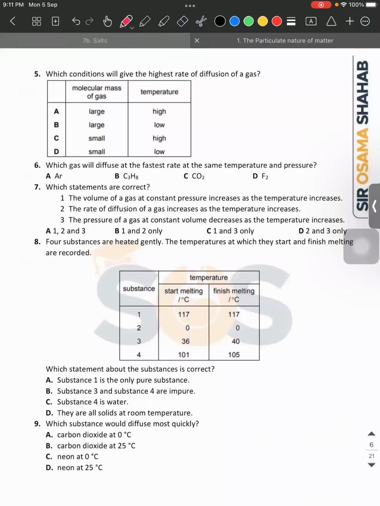Yes, Musira. Sir, will it be C? It will be C. Let's see. Which condition will give you the highest rate of diffusion? We know that if we want higher diffusion, we should have lower molecular mass and higher temperature. So molecular mass should be lower and the temperature is higher. That means, Musira, you are absolutely perfect. Very good. Yes, bacho, is that clear to all of you?